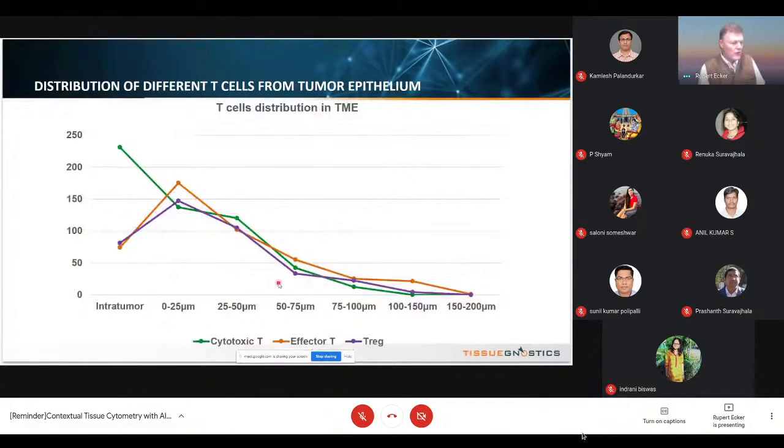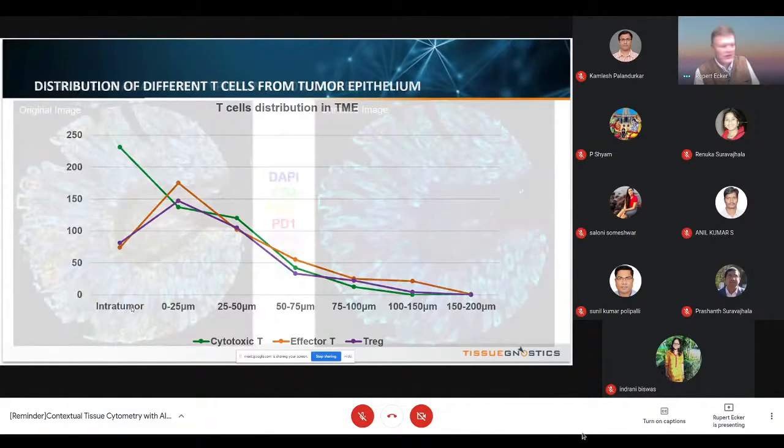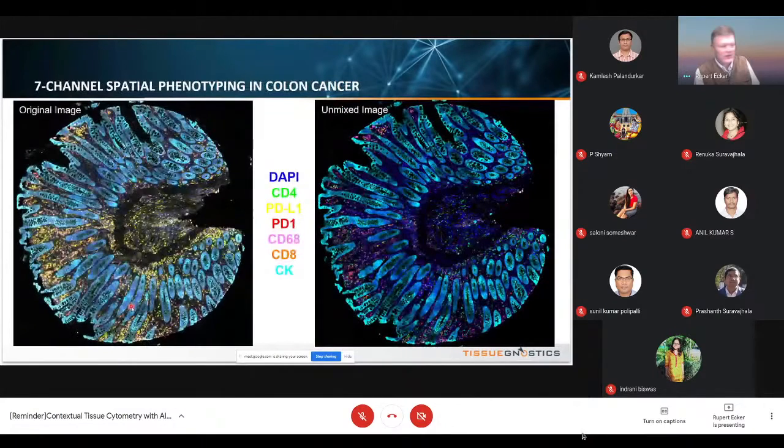And then from those data, you can generate such graphs, like which shows the cytotoxic T cells, the effector T cells, and the regulatory T cells, and how many are inside the tumor or outside the tumor in the tumor stroma in a certain distance.